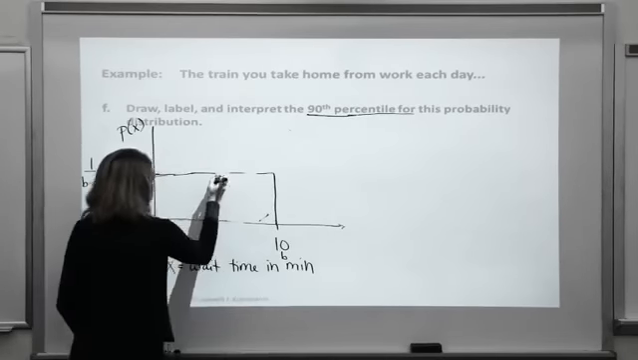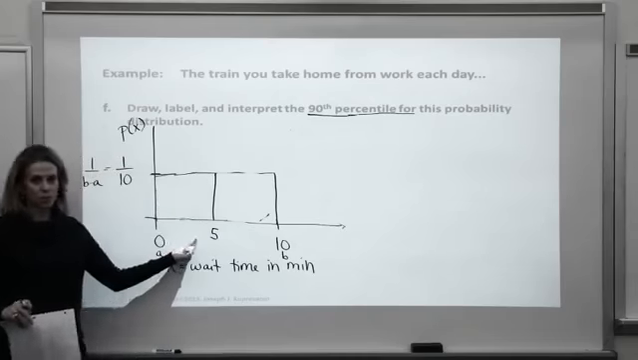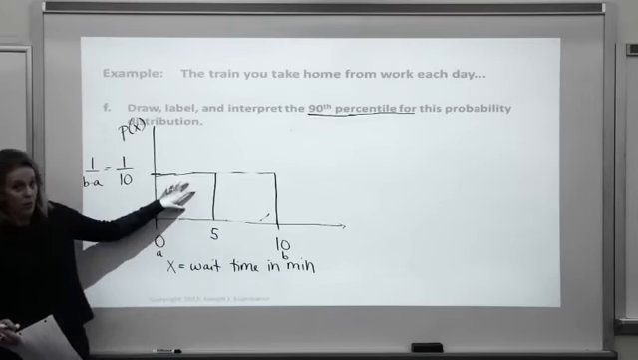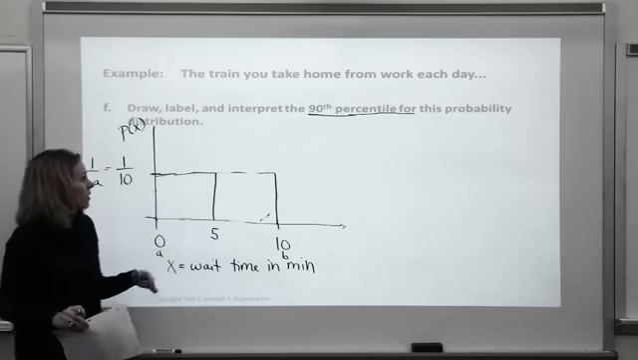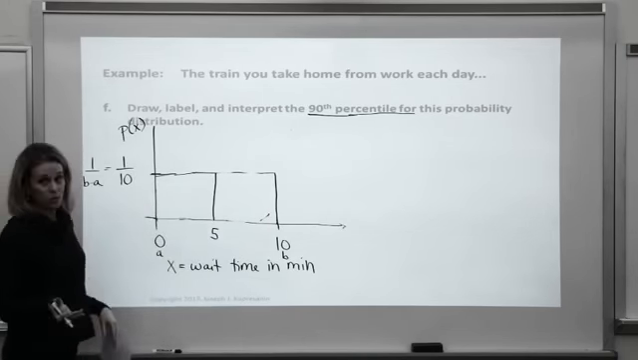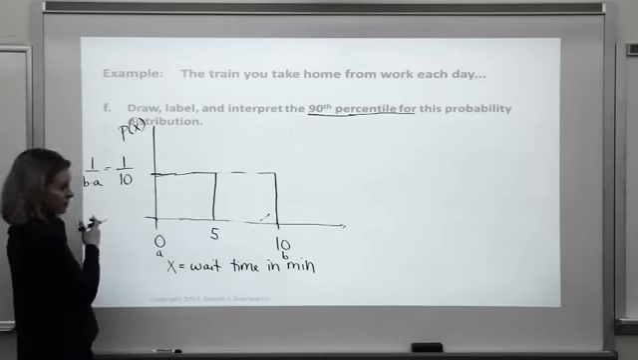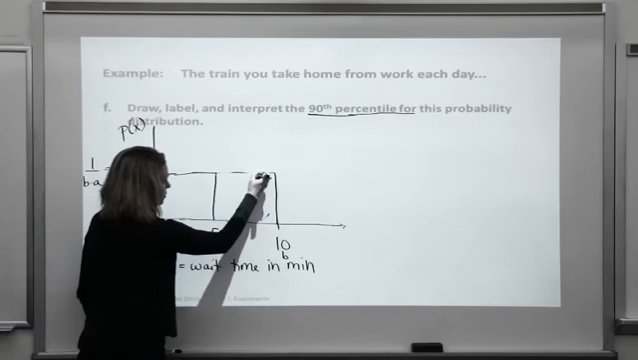If we think about the mean was 5 minutes, this is a percentile, right? This is the 50th percentile. 50% of the time we wait less than that amount of time. 50% of the time we wait more than that amount of time. We want to know about the 90th percentile. 90% of the time we wait how long or less. So it's not going to be here. This is the 50th percentile. It's got to be somewhere up here.